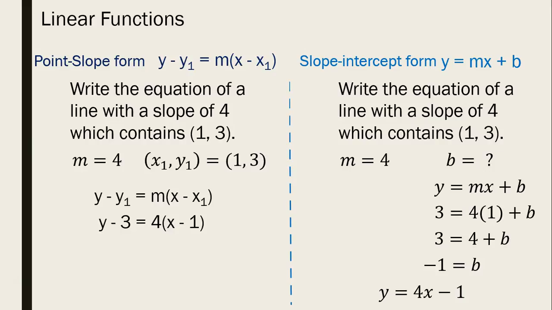Now if you look at that, and you look at the equation that we got in the first case, y equals 4x minus 1, those two equations look completely different. But we started off with the same information. They both represent equations of the same line. And in fact, if you simplify the equation that we have in point-slope form and write it in slope-intercept form, you'll see that we do have exactly the same equation.